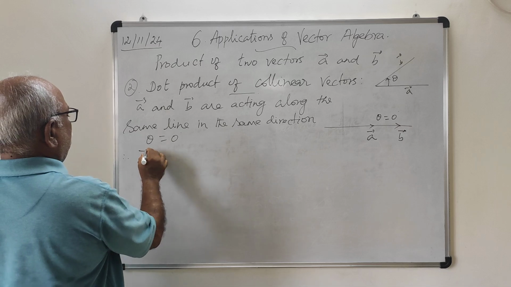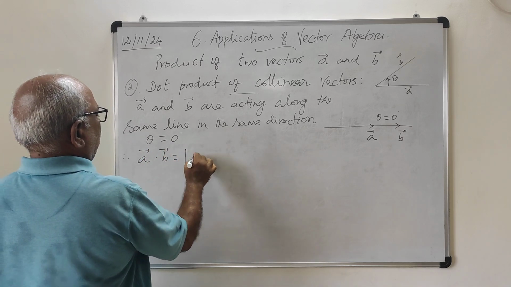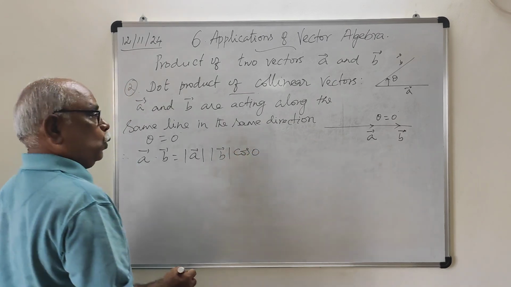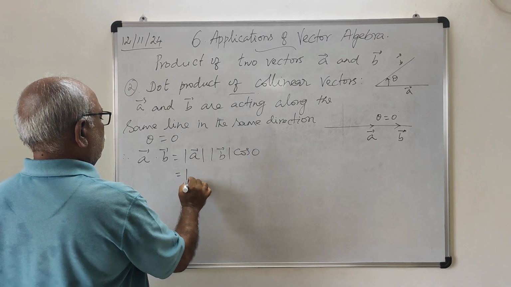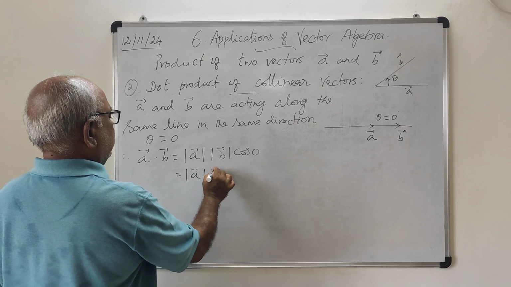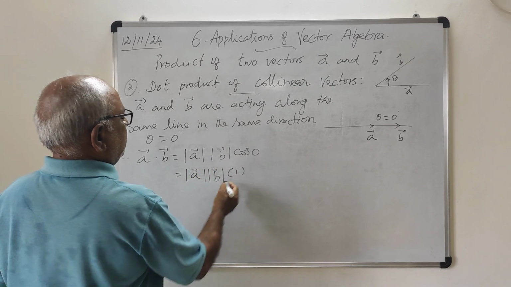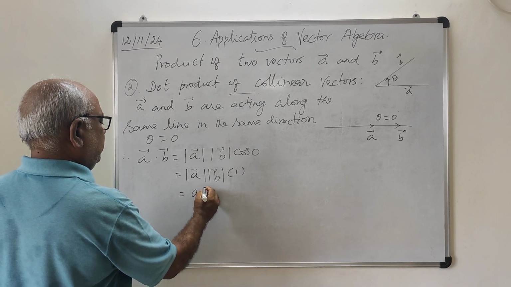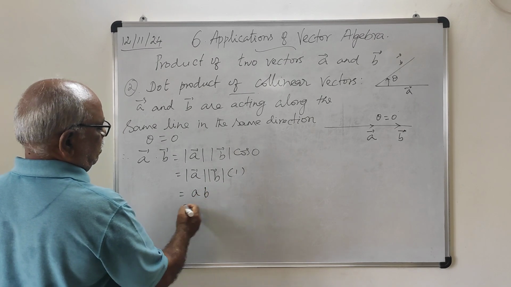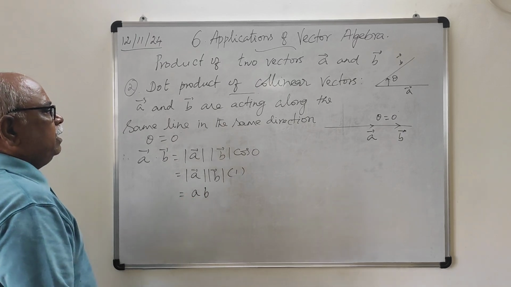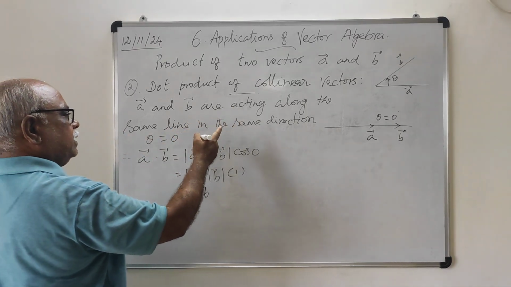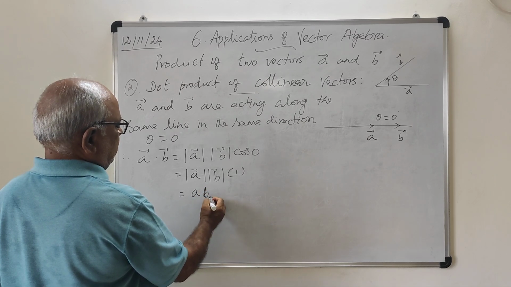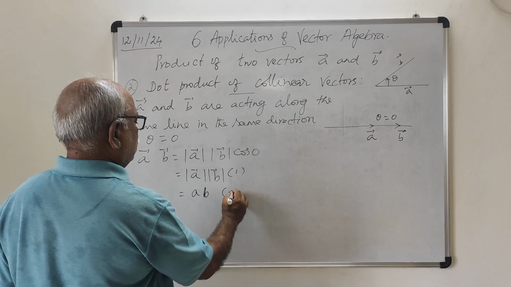Therefore, A dot B equal to mod of A into modulus of B into cos 0, because theta is 0. You know, mod of A is A and mod of B is B. Cos 0 is 1. Therefore, A dot B is AB. If A and B are in the same direction, acting on the same line, collinear vectors, then we say that A dot B is AB, it is positive.